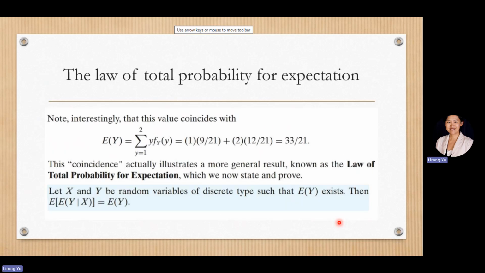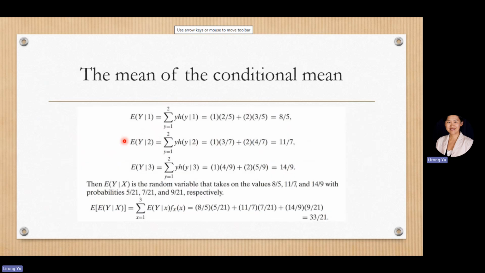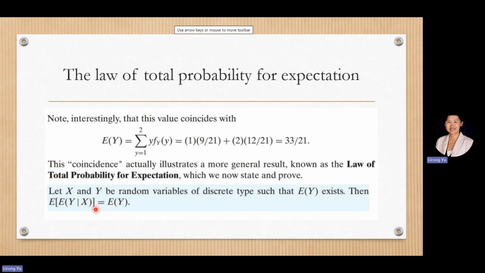This is what we're getting, called the law of total probability for expectations. As we see, the expectation of y equal to 33 over 21. That's the overall expectation of y. Based on the earlier page, the expectation of the expectation of y given x also equals 33 over 21. So the mean value of the conditional expectation, or the expectation of the conditional expectation, equals the overall expectation. It's called the law of total probability for expectation.